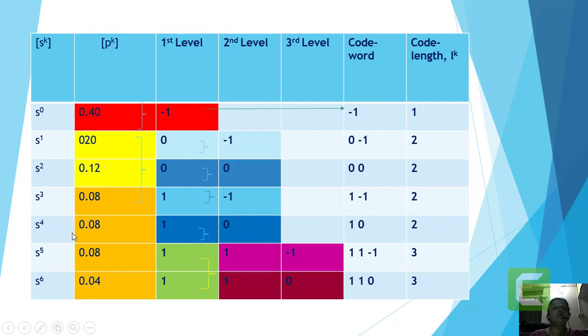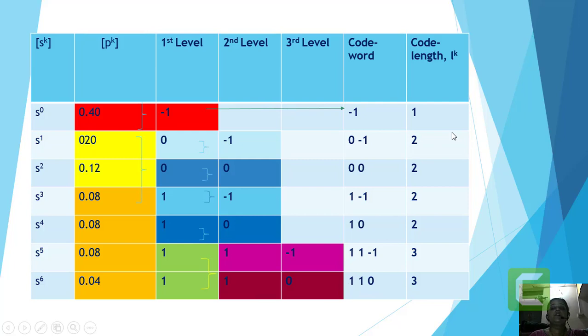For second 0.08, that is fourth symbol, assigned bits are 1 0, so its code word is 10. Next 0.08 probability of S5 symbol has assigned digits as 1 1 1, so its code word is 111. And finally, for the sixth symbol with probability of 0.04, the assigned digits are 1 1 0, so its code word is 110.